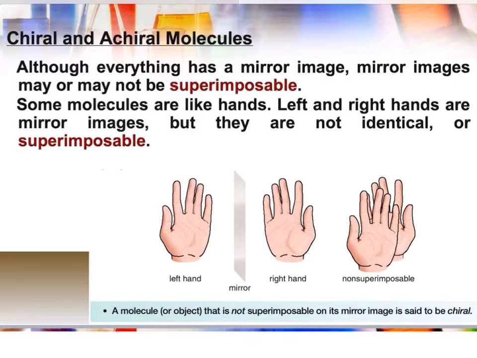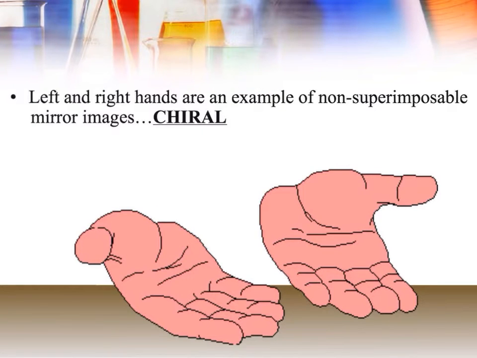Now, if we have a molecule that is superimposable, then we say that it is achiral. Do be careful because the terminology sounds the opposite of what they are. Not superimposable means we have a chiral compound. Superimposable means we have an achiral compound. So here we have the left and right hands, both being examples of a non-superimposable mirror image, both being chiral.